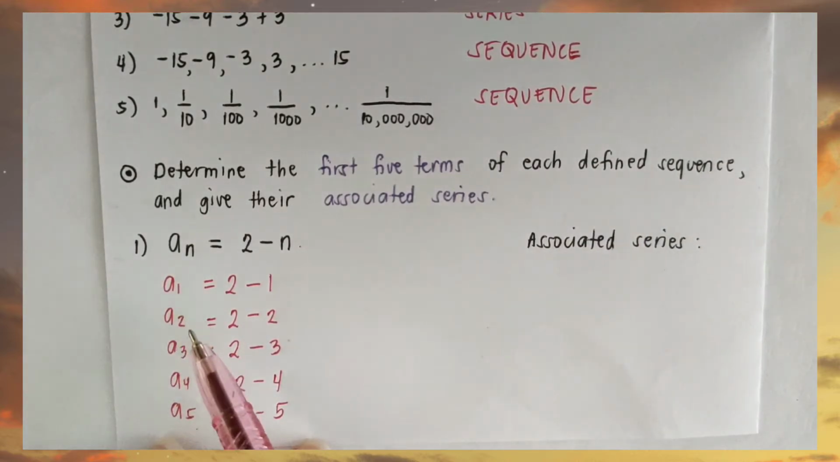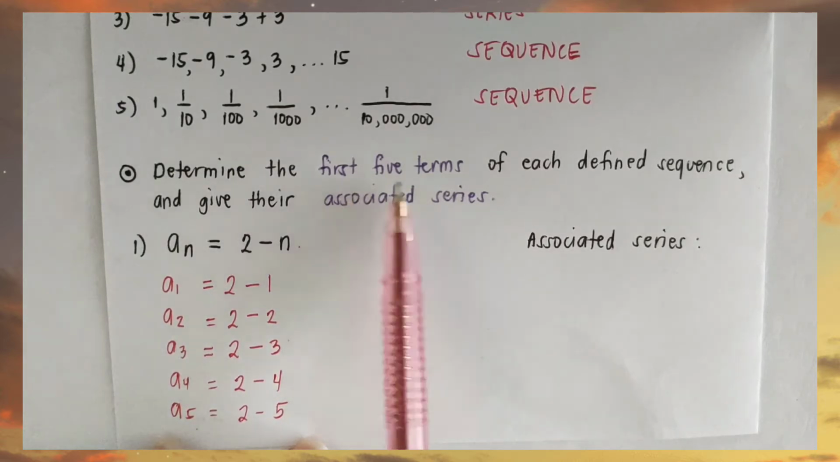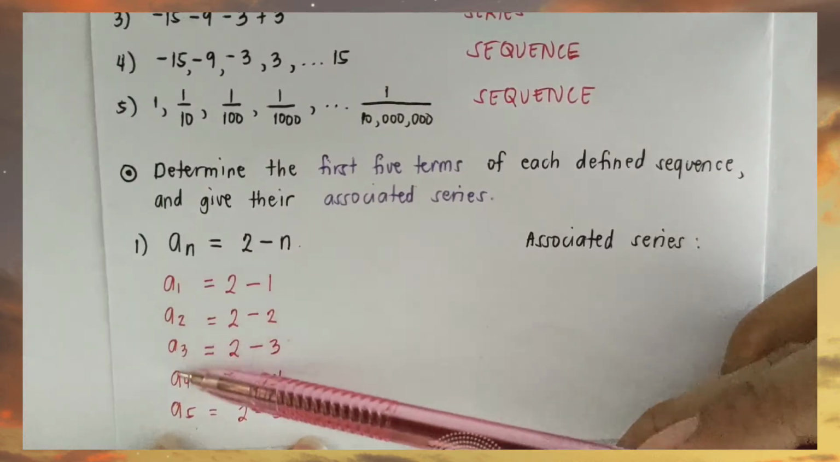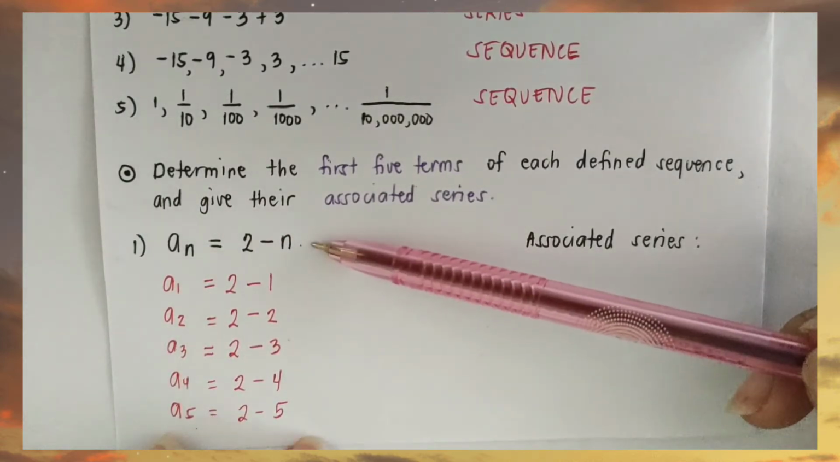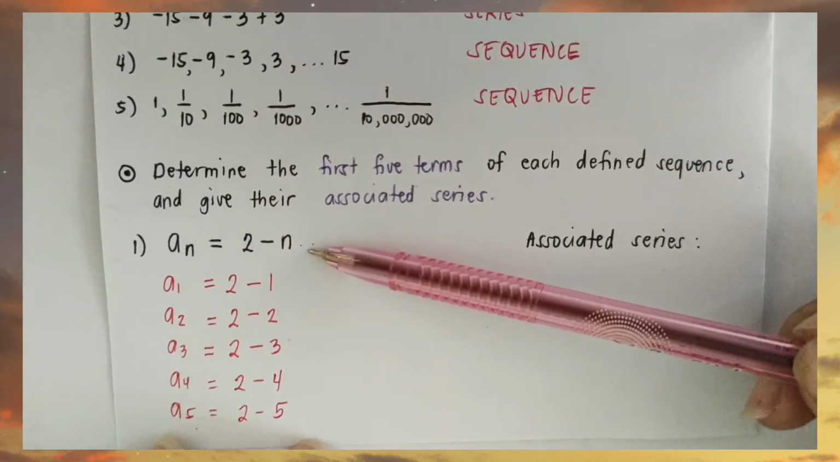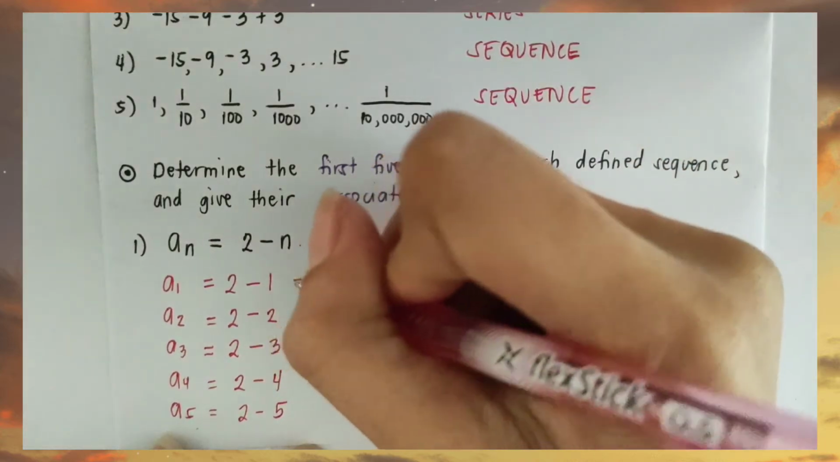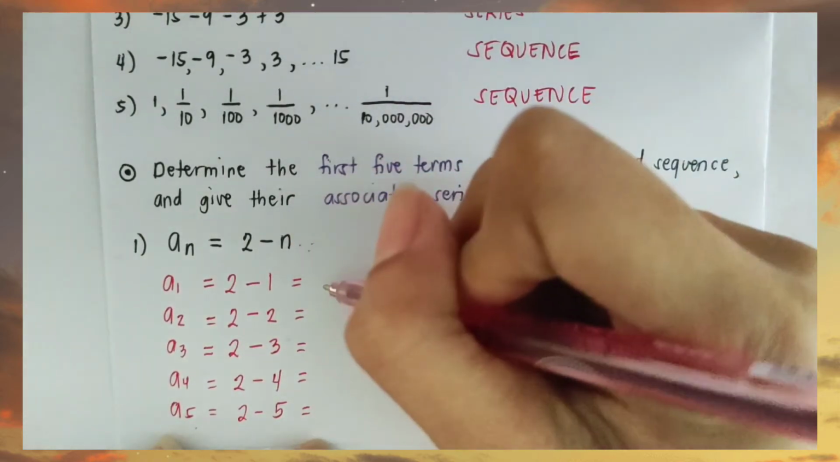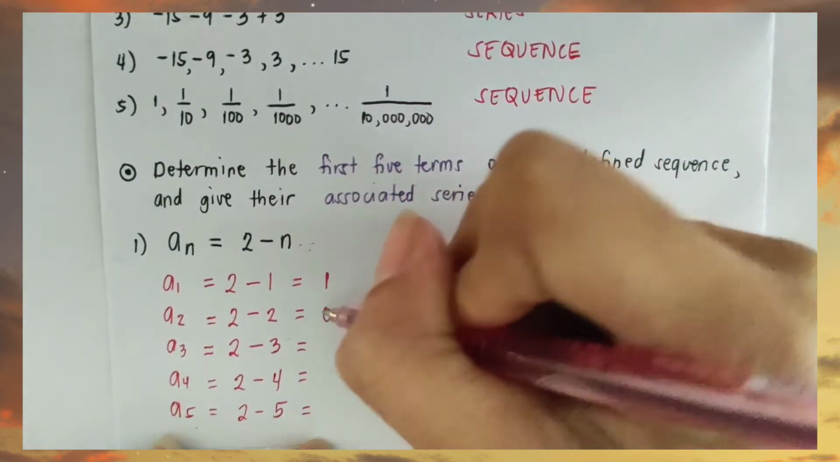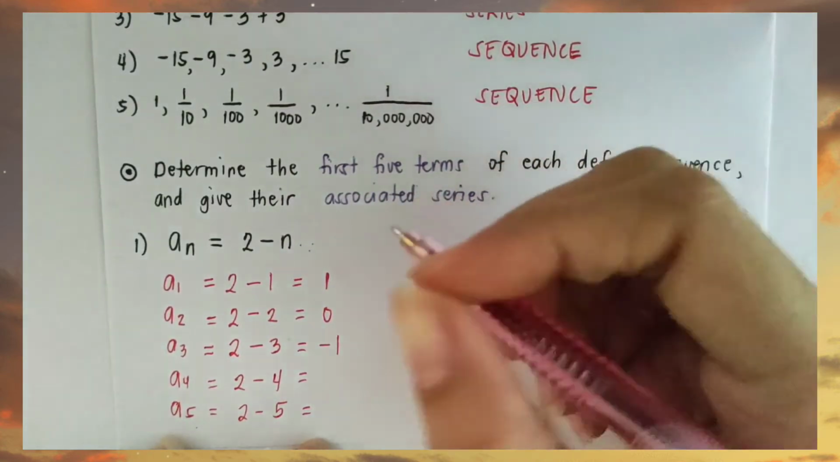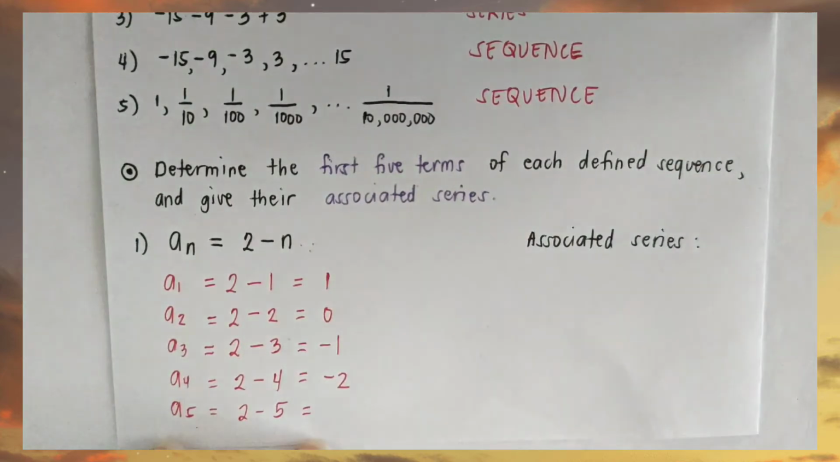We have A1, A2, A3, A4, and A5 because we are looking for the first 5 terms. And A1 means the numbers here represent the values of n. So we will substitute 1, 2, 3, 4, 5 here in our n. Let us simplify. 2 minus 1 is 1. 2 minus 2 is 0. 2 minus 3 is negative 1. 2 minus 4 is negative 2. And 2 minus 5 is negative 3.